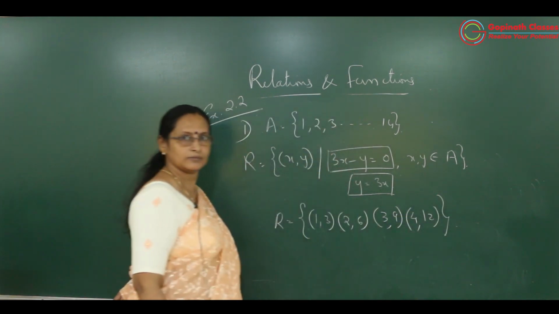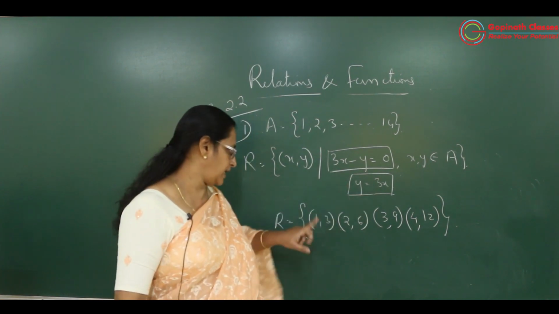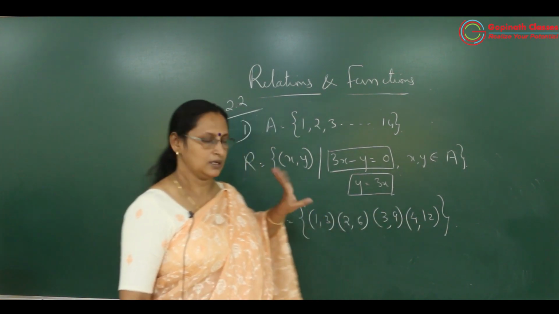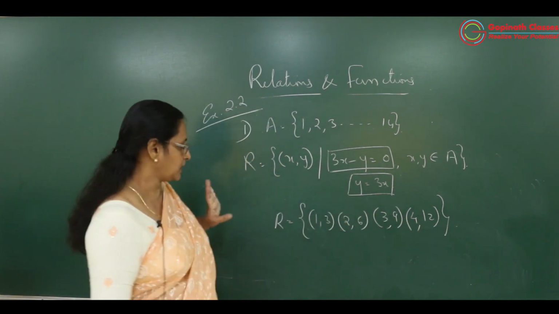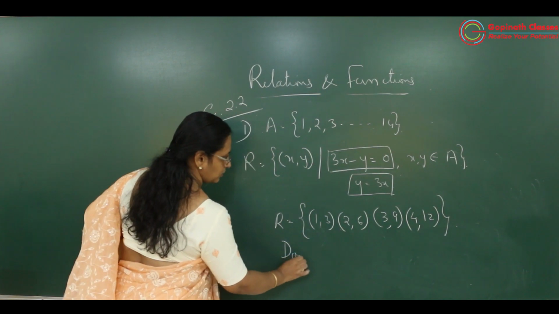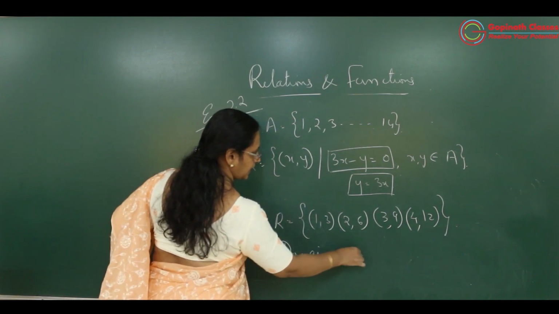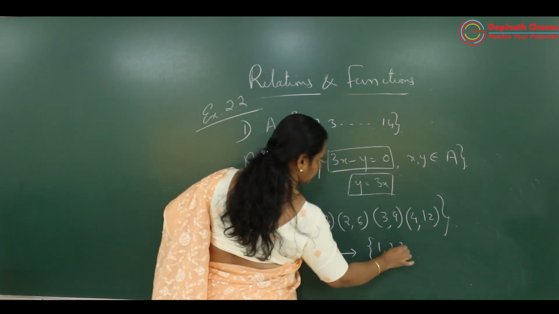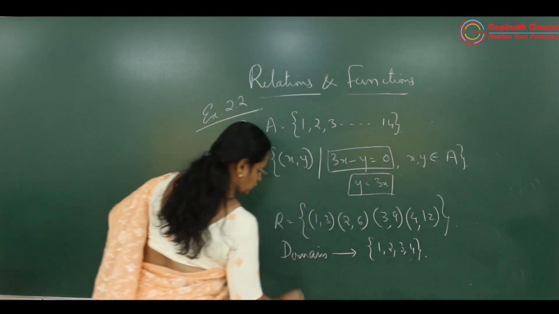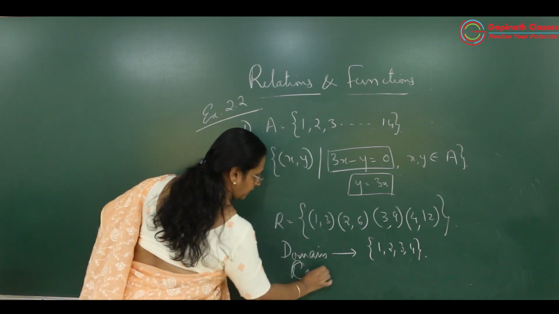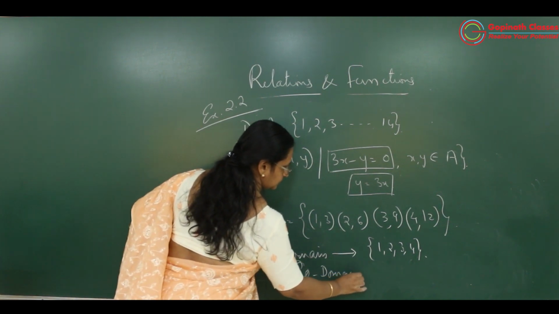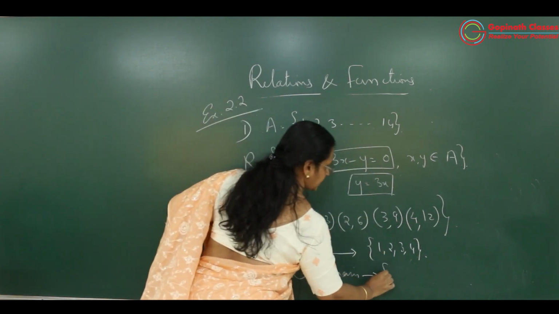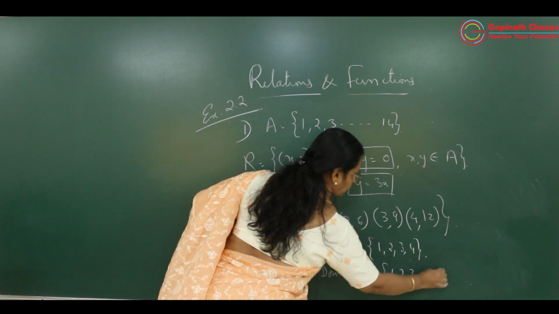This is the relation. Now you see y is equal to 3x. So 3 ones are 3, 3 twos are 6, 3 threes are 9, 3 fours are 12. So this is the relation. Now you tell me what is the domain. The numbers which have taken part in this: 1, 2, 3, 4. So domain is 1, 2, 3, 4. And what is the range? I mean codomain. What is the codomain? Codomain is this full A, that is the set 1, 2, 3 up to 14.